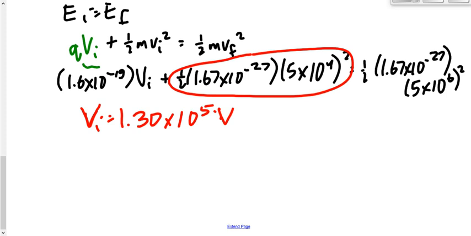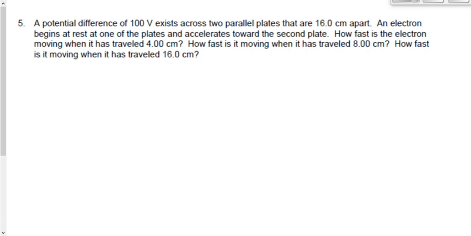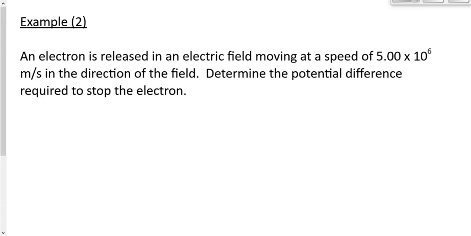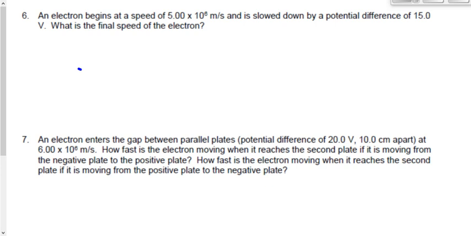And the last question I think that we want to go over here for now is question number 6, which says an electron begins at a speed of 5 times 10 to the 6 and is slowed down by a potential difference of 15 volts. So in other words, the electron is heading towards a negative plate and being repelled by it and slowing down. That's like a car doing what? Harrison? Yeah, it's like a car going up the hill, not down the hill, right? So picture the car at the bottom of the hill going up now.